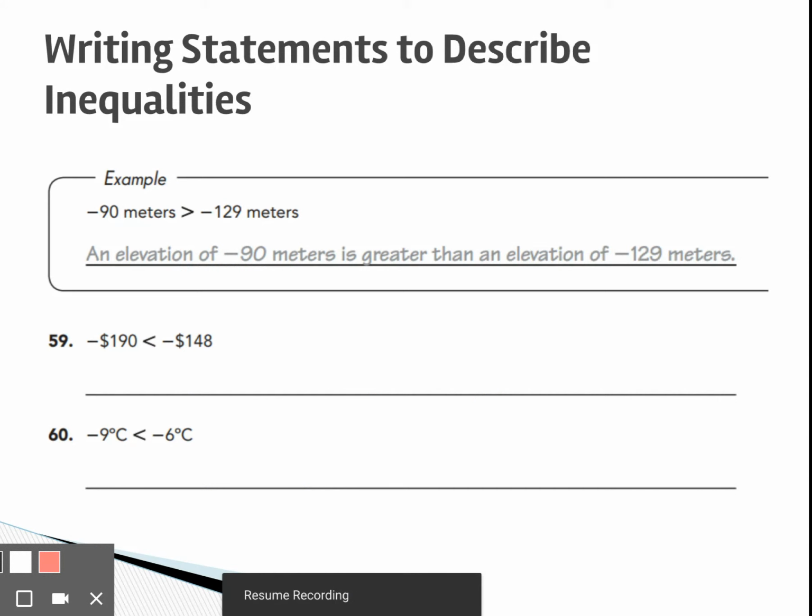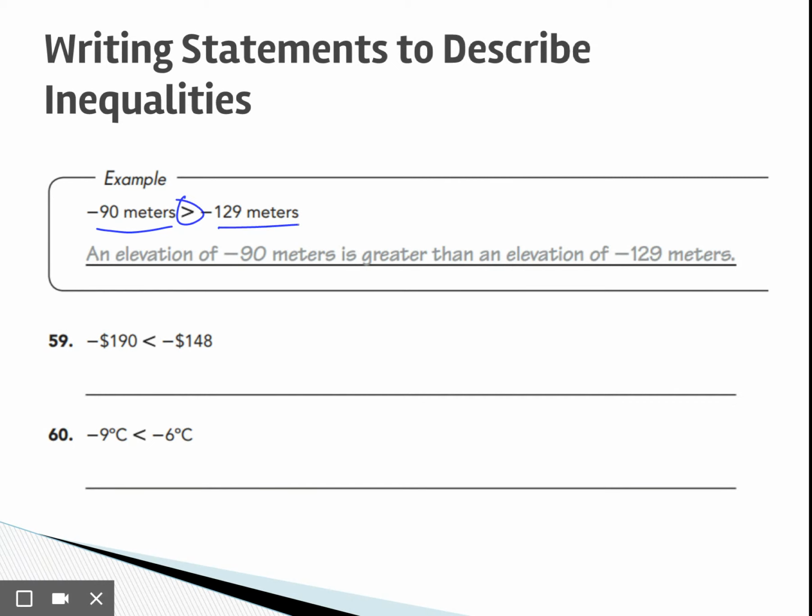All right, so now we can do the opposite. If we're given an inequality, we can write a statement based off of that would be like a real world situation. So in this example, negative 90 meters is greater than negative 129 meters. You could put it in terms of elevation because they're talking about height, or you could have talked about distance. Just make something that makes sense. So an elevation of negative 90 meters is greater than an elevation of negative 129 meters.